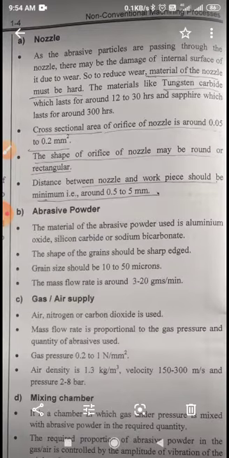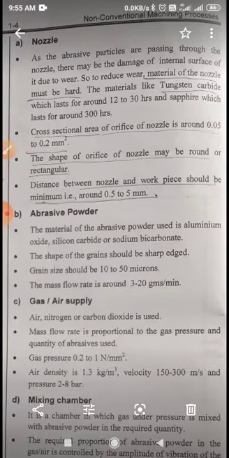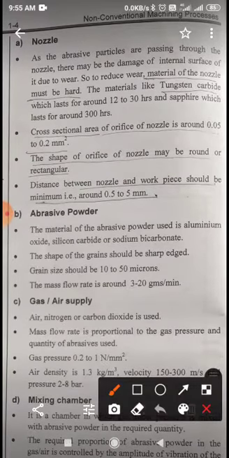There may be wear. As the gas mixed with the abrasive passes through the nozzle and impinges on the material surface, it also rubs against the nozzle material. Therefore the nozzle will also erode. To reduce wear, the material of the nozzle must be hard.